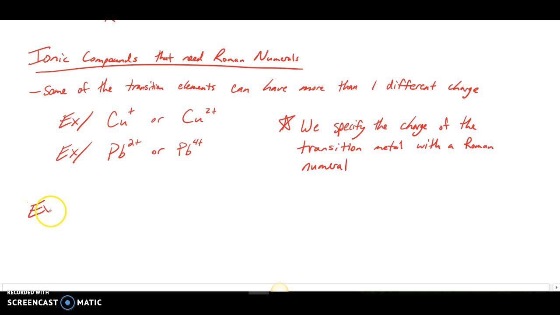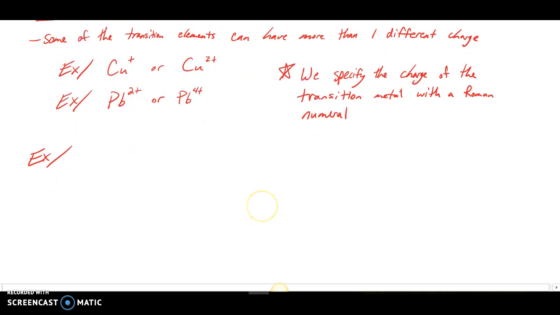Let me show you what I mean. If I had the compound CuCl2, I can't just call it copper chloride because, again, copper could be a +1 or a +2. We have to be specific. So I need to figure out what the charge of this copper is. So if I drew a picture of copper chloride, I'd have a copper ion, and I have 2 chloride ions.